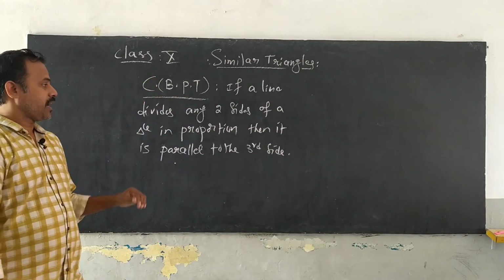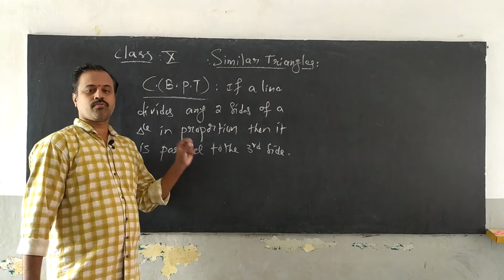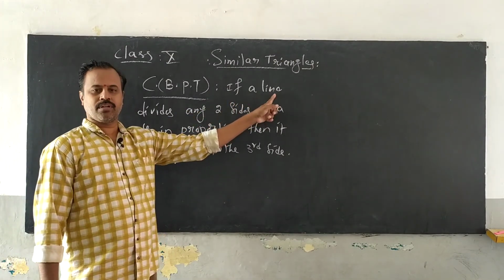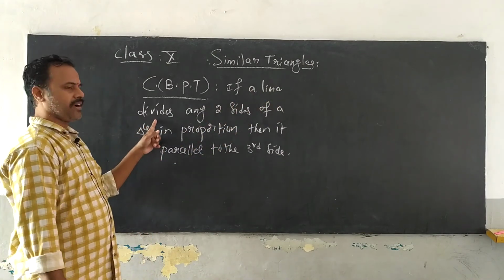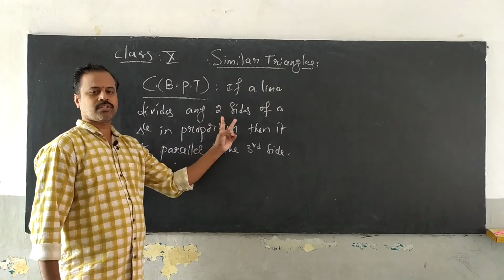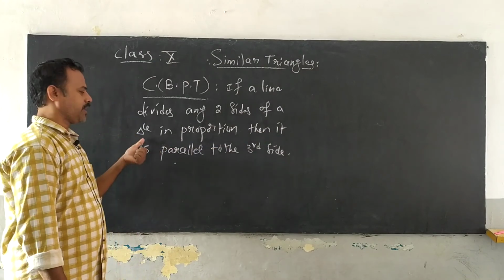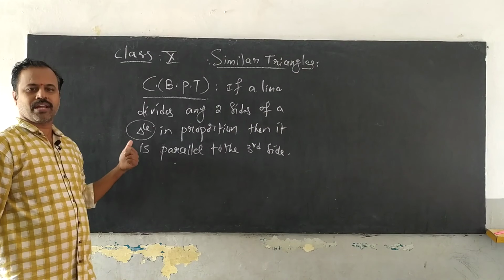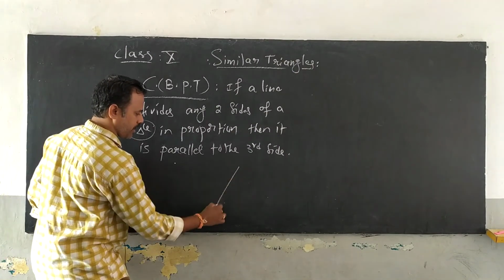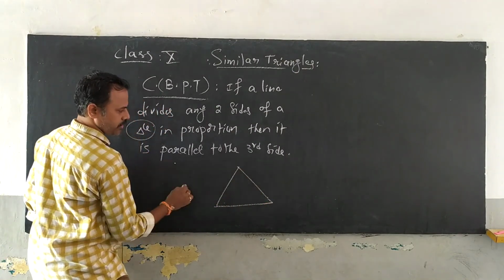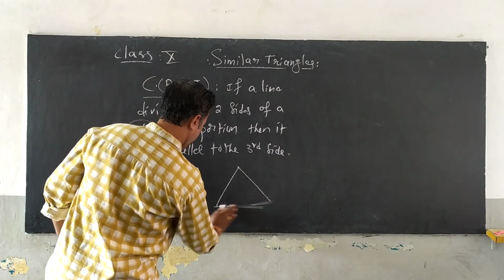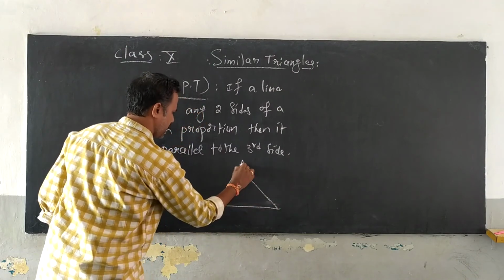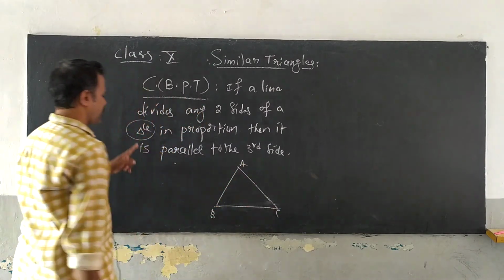Observe carefully. I told you earlier, you must be able to understand the statement first of all. If a line, that means we need a line. Where is this line? Divides. Whom is it dividing? Any two sides. Whose sides? Of a triangle. So your main concept is present in the triangle. Now we need to draw a triangle. Okay, now this is the triangle ABC. So the triangle is given.